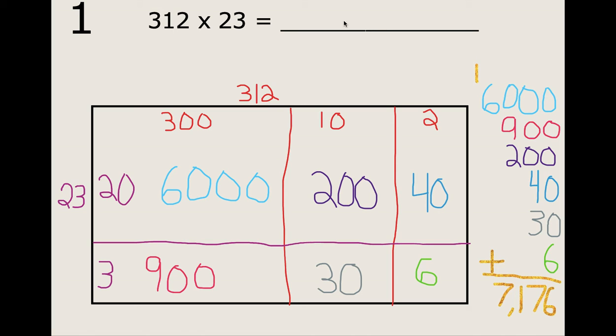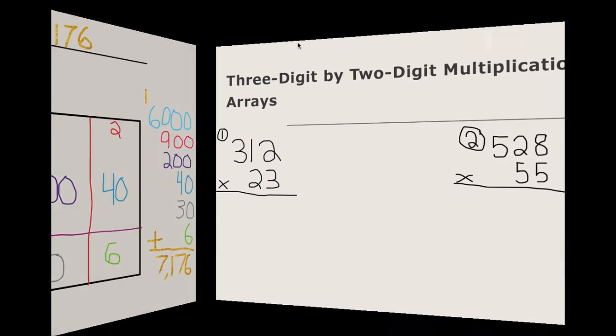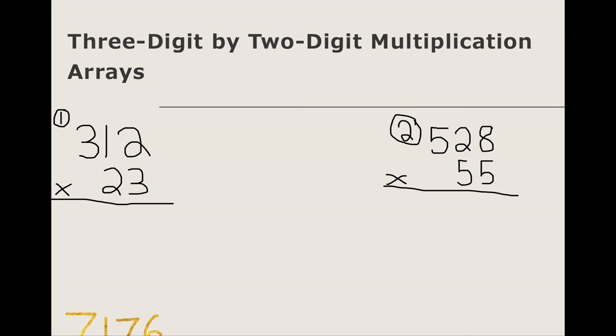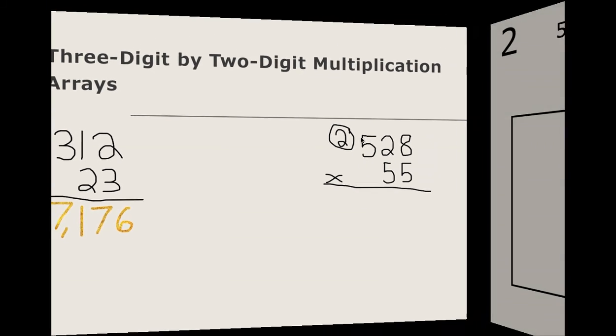And then we're going to place our product up here, which is 7,176. And then just like the other ones, I'm going to go back over here and put the product of 312 times 23 is 7,176. Alright, so this is our last problem. Let's take a look at this one.